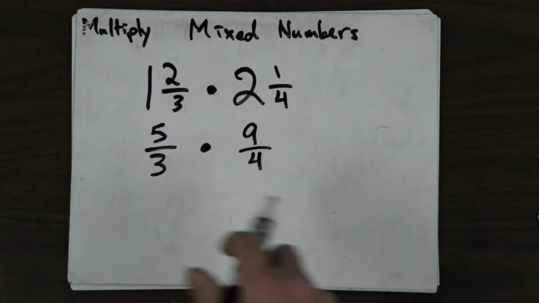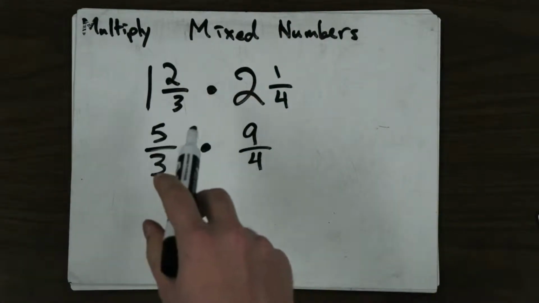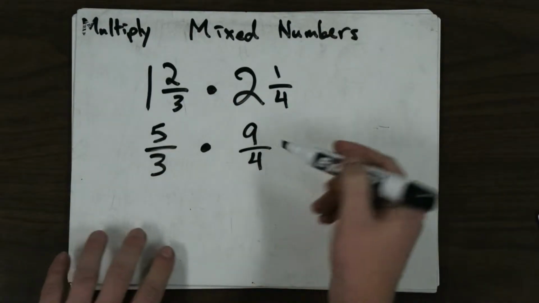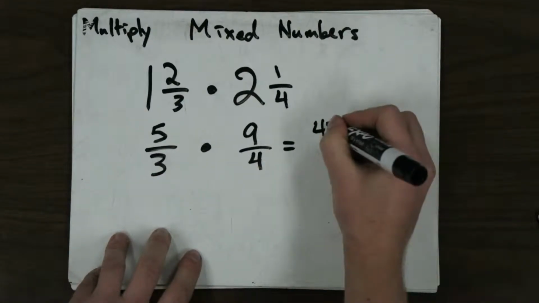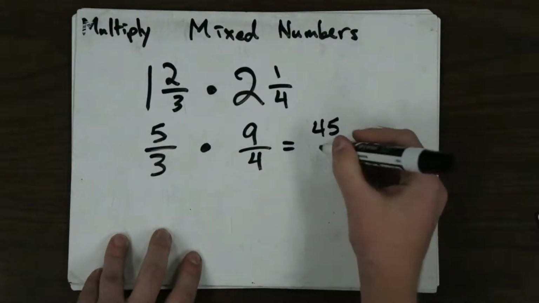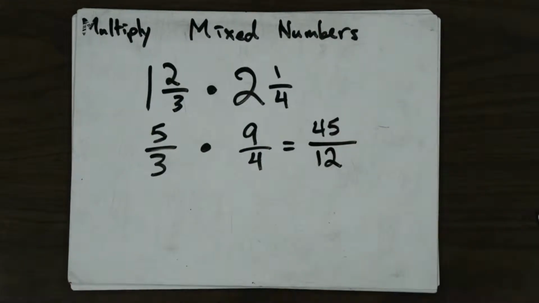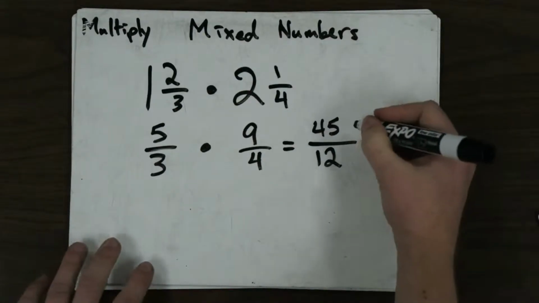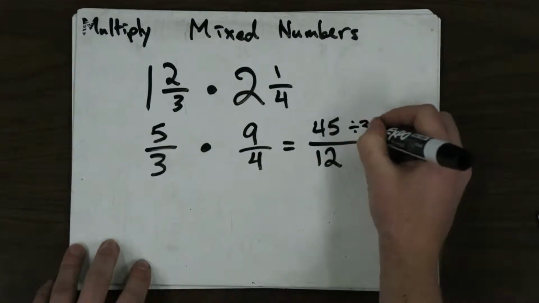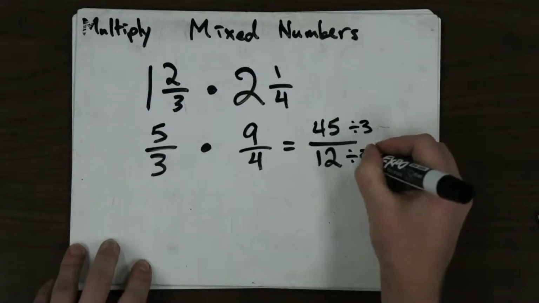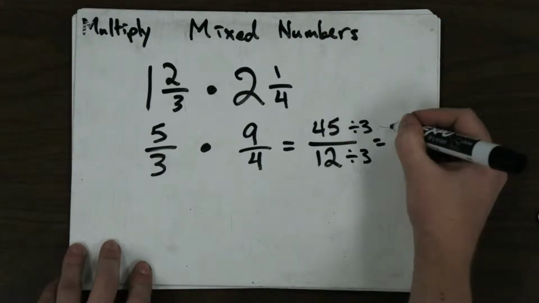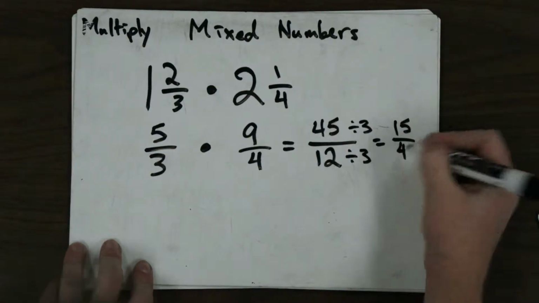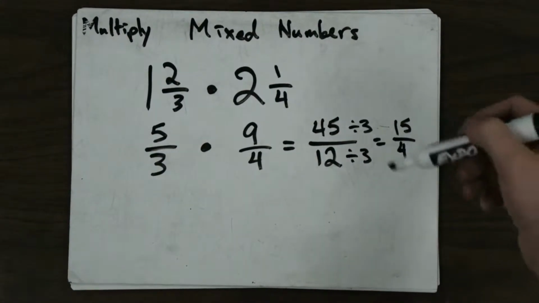Now, when I'm multiplying fractions, all I do is multiply straight across. So 5 times 9, that's going to give me 45. 3 times 4, that's going to give me 12. Now, I can simplify this 45/12 by thinking about what number I can divide into both of those numbers. So I can do 45 divided by 3, and I can do 12 divided by 3. That's going to give me 15/4.